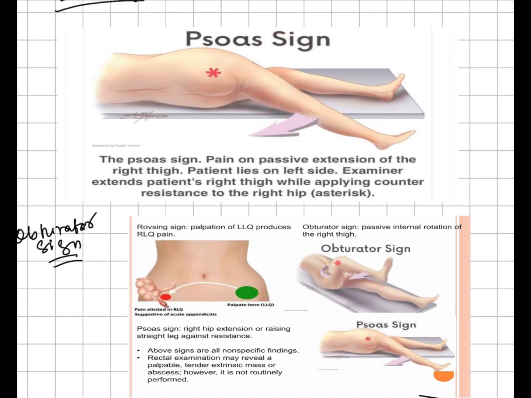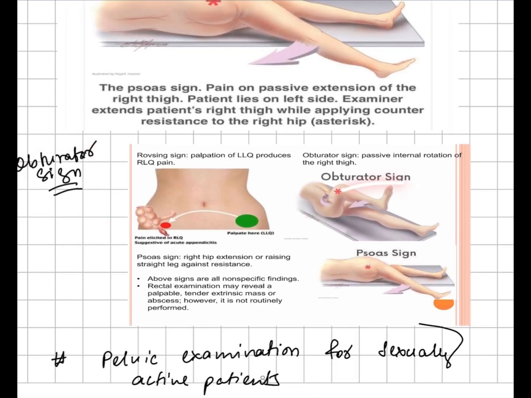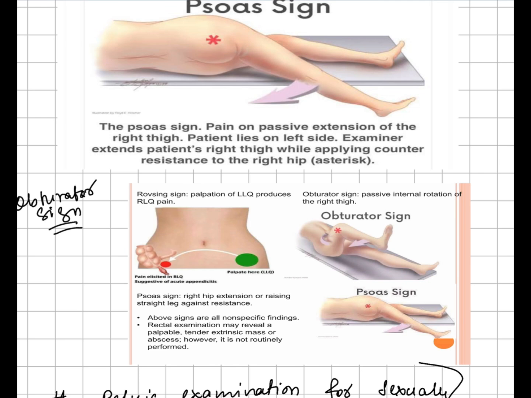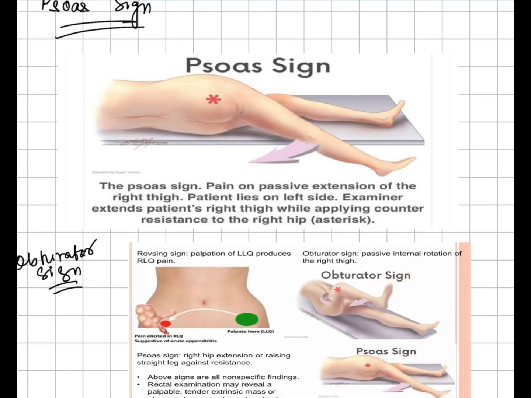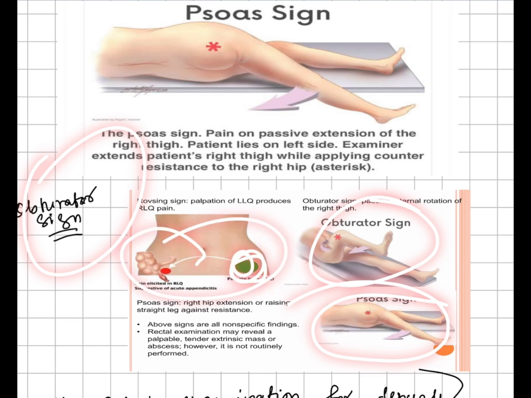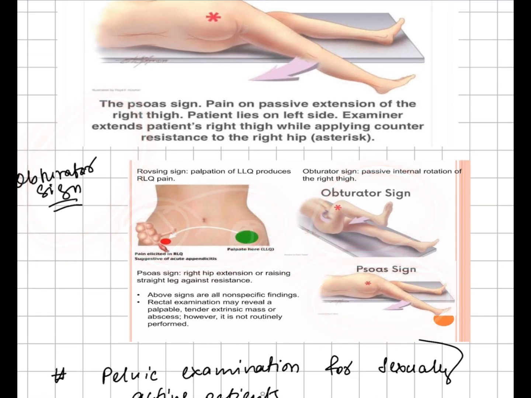And another exam is the obturator sign. Obturator sign is passive internal rotation of the right thigh. Here we will internally rotate the right thigh and pain might be felt. And in the psoas sign, we will passively extend the right thigh with the patient lying on the left side. This one is the obturator, this is the psoas sign, and this is the Rovsing sign. If we palpate the left side, we will feel pain on the right side.